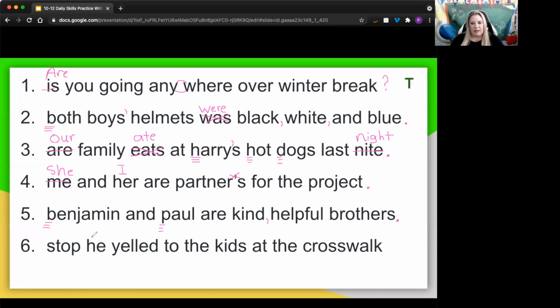Stop, he yelled to the kids at the crosswalk. Okay, well, he yelled tells us that there's quotations here. And since he yelled, let's put in an exclamation point. Stop. Quotation. Capitalize the first word. Stop, he yelled to the kids at the crosswalk. Period at the end.